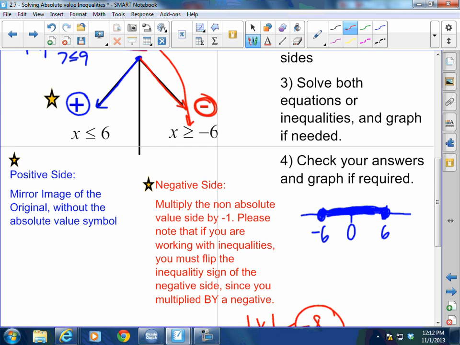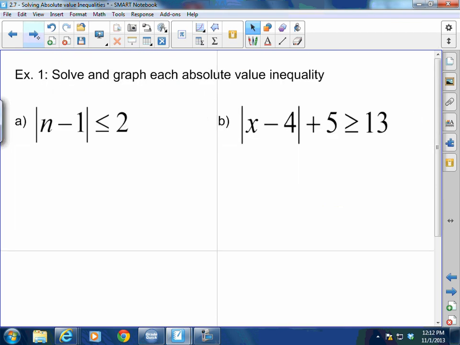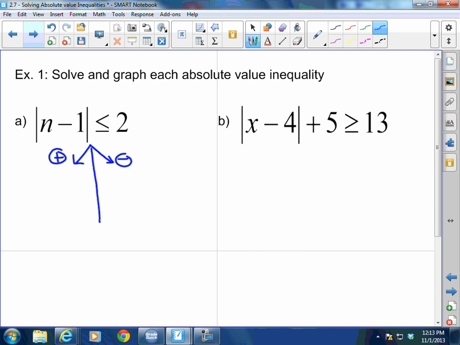Okay. Thank you. Let's solve and graph each absolute value inequality. Okay, my friends. A, is there anything that I have to get rid of to get the absolute value alone here? No, very good. It's all alone already. So I'm going to split it up into my positive and my negative side. My positive side is the mirror image. So it's exactly what I see without the absolute value sign.